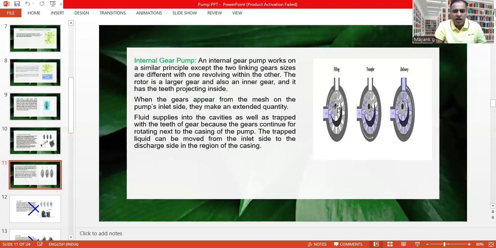The fluid that comes into the cavities is trapped between the teeth of the gears, because the gears continue rotating next to the casing of the pump. The trapped liquid is moved from the inlet to the discharge side. As you can see, the fluid is entering from inside. As the gears rotate, the only way for the fluid to exit is the discharge port.